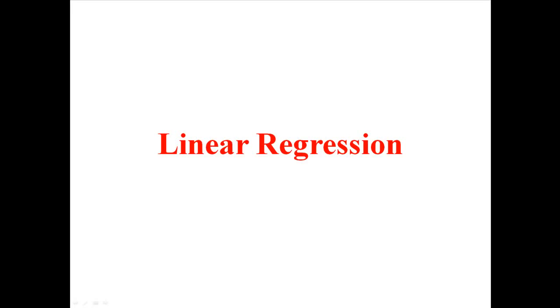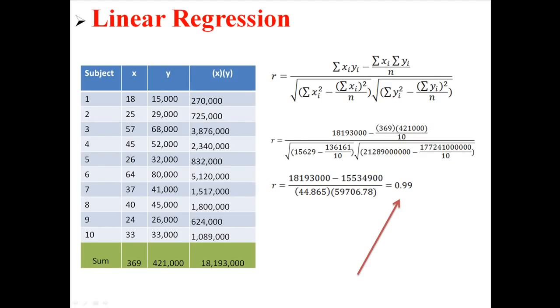Now, one of the main reasons why we perform correlation is so we can perform linear regression. So here is some data that I've been working with for the last 2 lectures, and we calculated a Pearson's R. We found the correlation to be 0.99. So that 0.99 means that there is a very strong relationship.